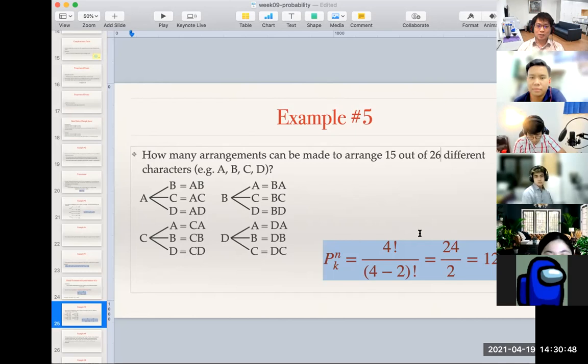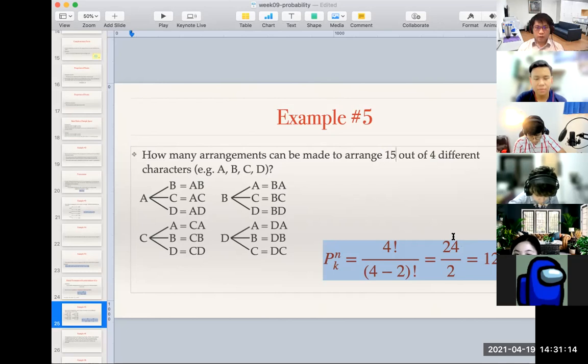You can just directly use the formula. So use k permutations of n sets. The number of n here is 2 out of 4, so n is 4 and k is 2. 4 factorial divided by 4 minus 2 factorial equals 12.